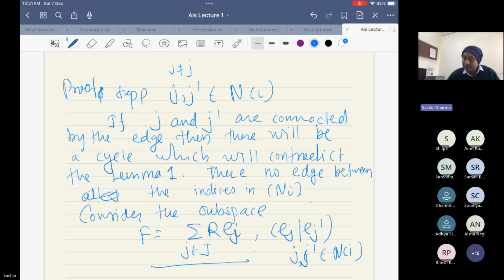If there is no edge, I should have mentioned it earlier, then your Mij must be 2, right? So this is always 0. This is non-zero if and only if there is an edge. Do you agree with this thing?